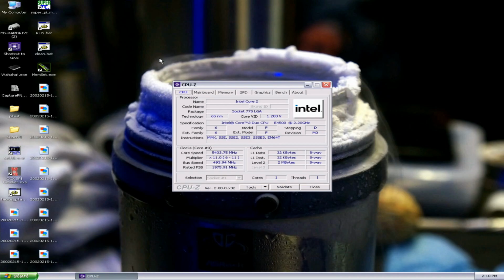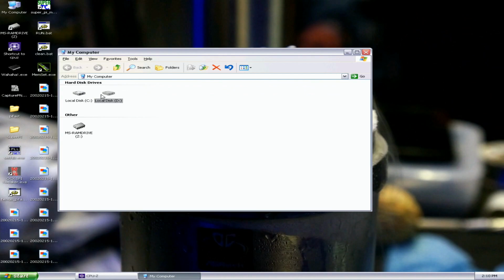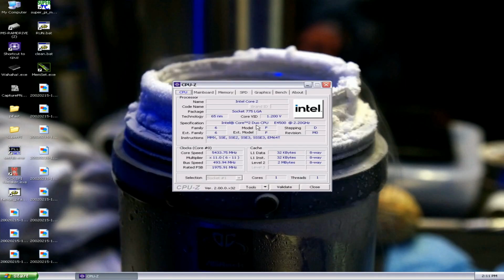This is not the first time you actually have to pull some boot the frequency you wish to validate. So 5433.75, previous top score by TAG from Austria at 5424.69. So that's like a 9 megahertz increase, whatever. I think we should have it. Yeah, 5433.